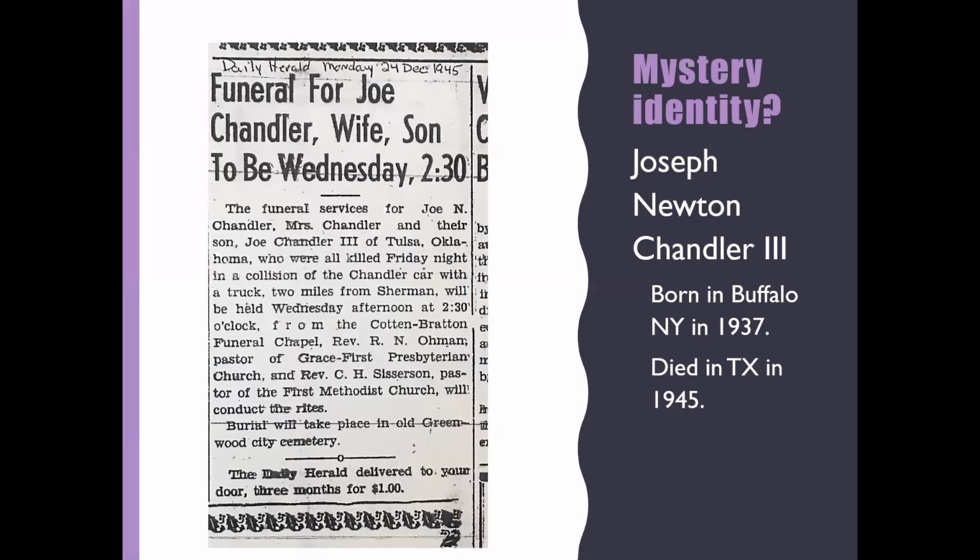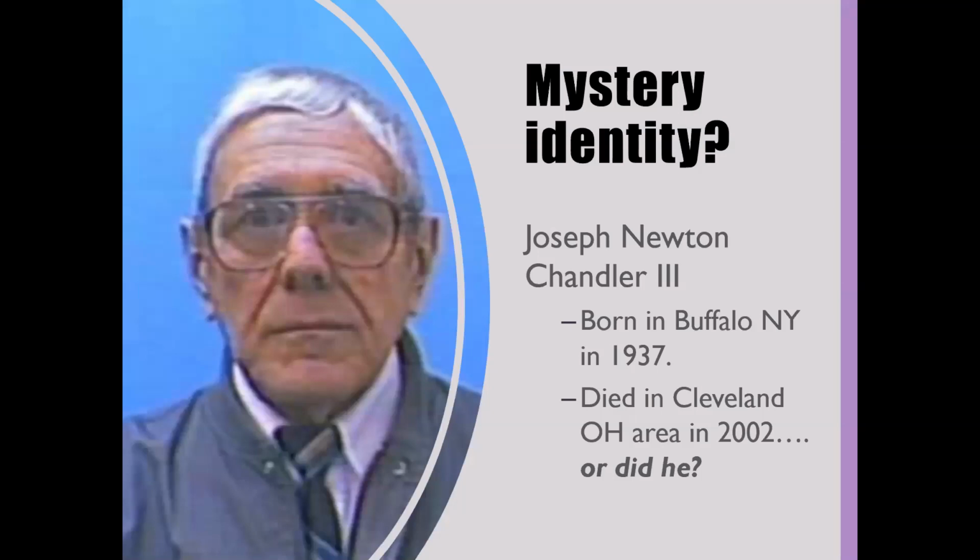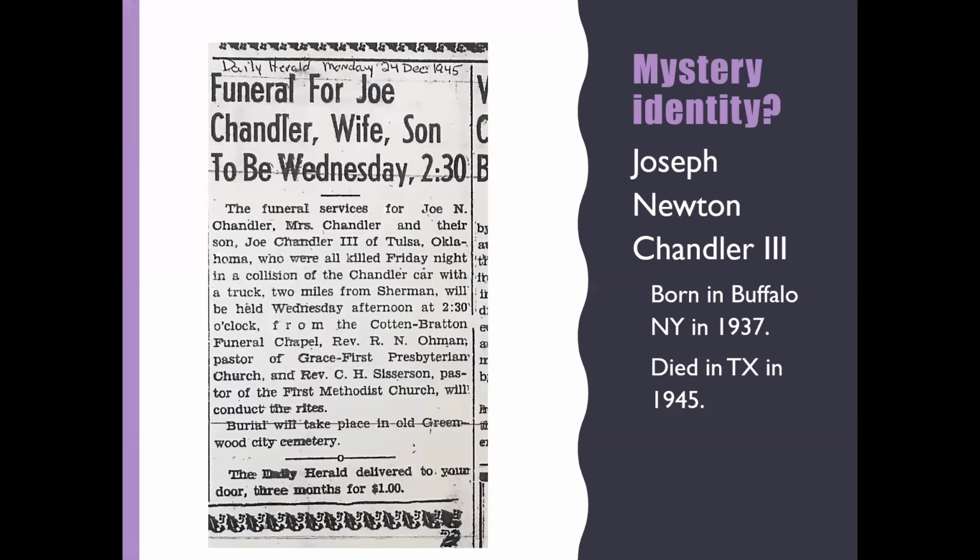Well, they realized when they went to look for him that actually Joseph Newton Chandler III had died in Texas in 1945. And so this man had stolen this child's identity and appeared in Cleveland in the late 1970s using this name. And they realized when they went digging that there wasn't any record of who he was before he shows up in Cleveland. I think it's about 1978. So who was he?